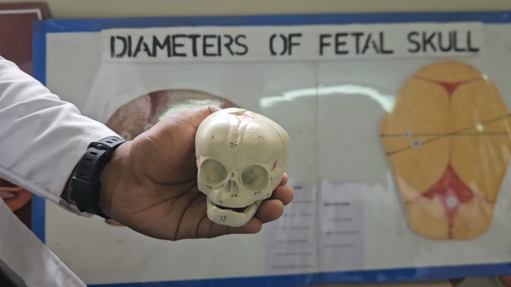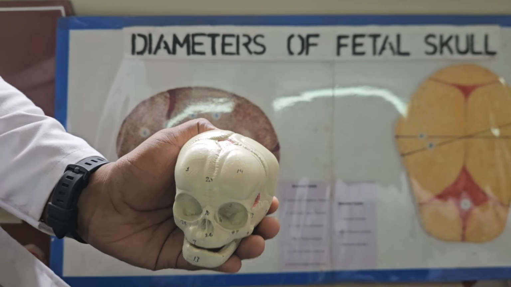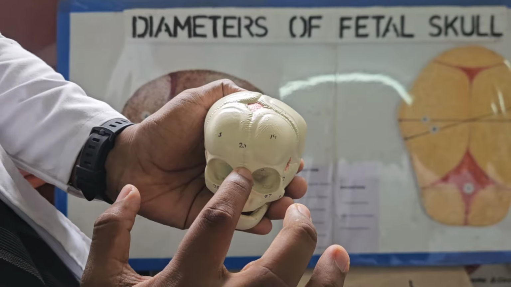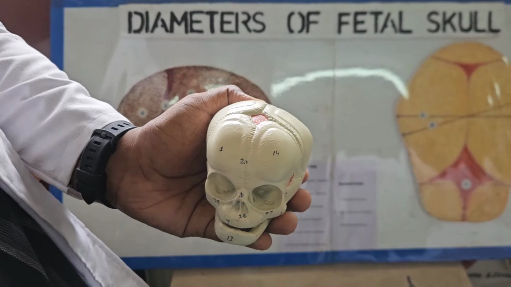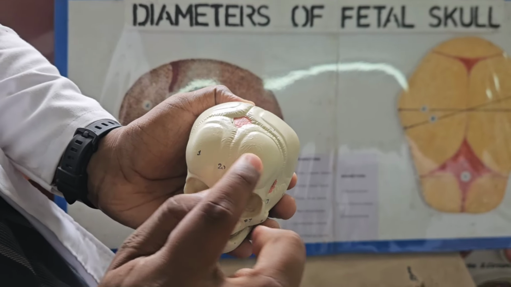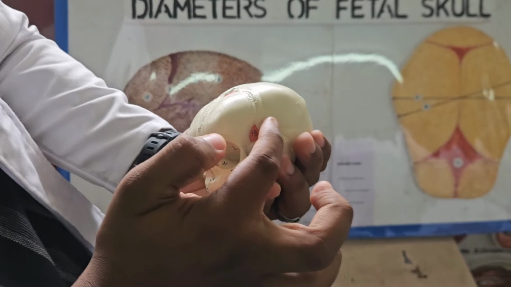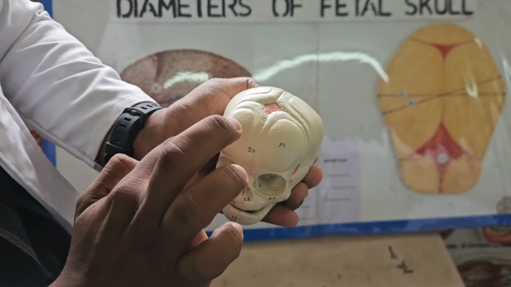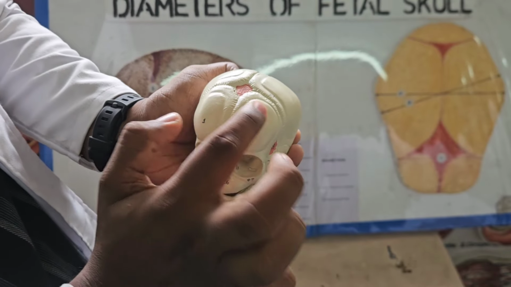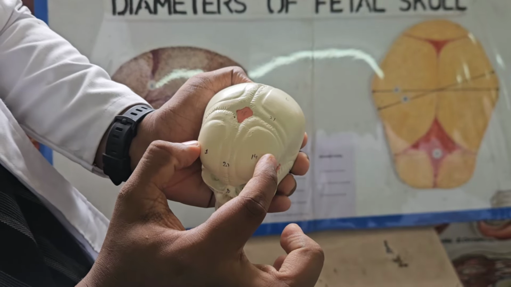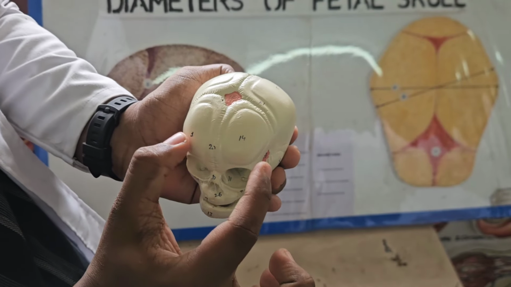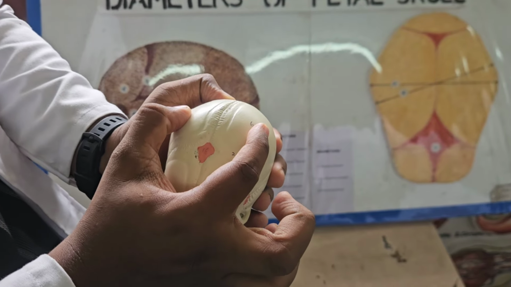So let's move on to the sutures. The first suture is frontal suture. That comes between two frontal bones. The second suture is coronal suture. See, coronal suture. That comes between frontal and parietal bones.